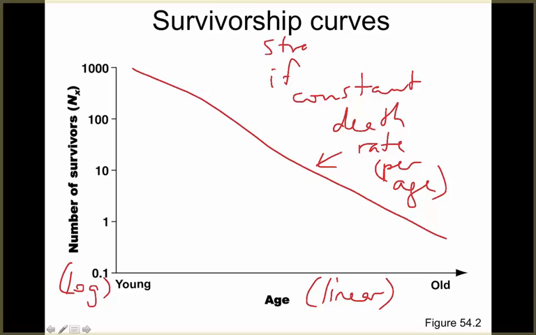So this is a straight line on a log linear plot like this, if in fact there is a constant death rate for any age. This would mean that one's chances of surviving to the next year are completely independent of age. You're just as likely to die in the next year if you're 60 years old versus 1 year old. Now this seems kind of odd from a human perspective because this is not what our survivorship curve looks like.